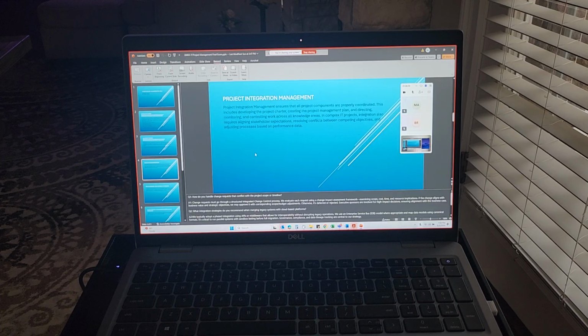Very good question. So change requests must go through a structured integrated change control process. We evaluate each request using a change impact assessment framework, examining the scope, cost, time, and resource implications. If the change aligns with the business value and the strategic objectives, we may approve it with corresponding scope and budget adjustments. Otherwise, it is deferred or rejected. Executive sponsors are involved for high impact decisions, ensuring alignment with business cases.